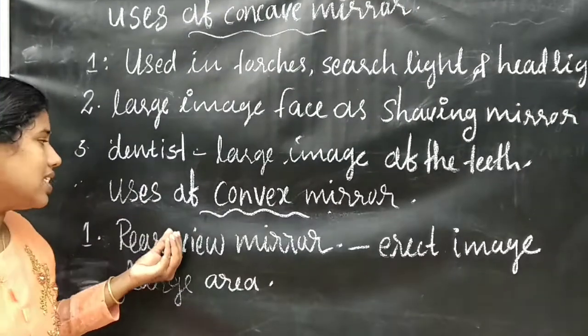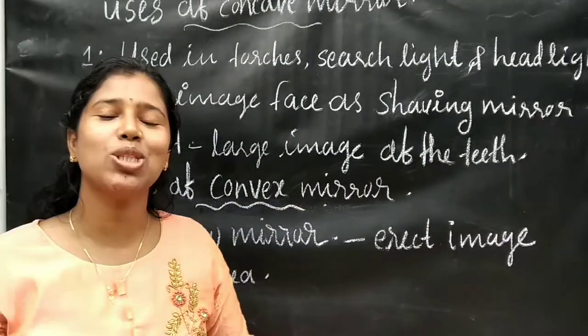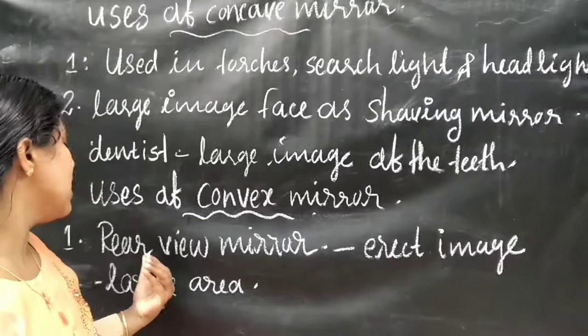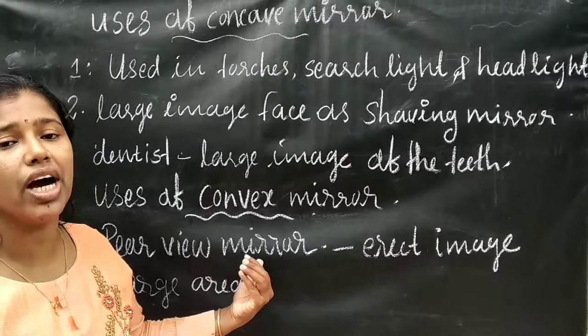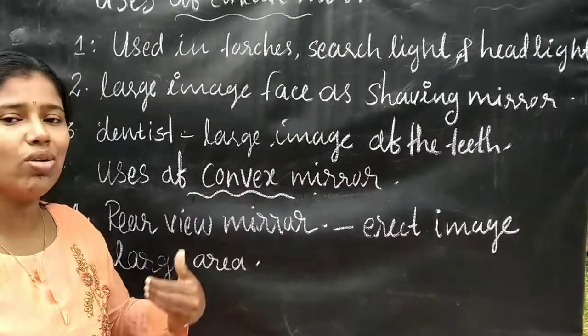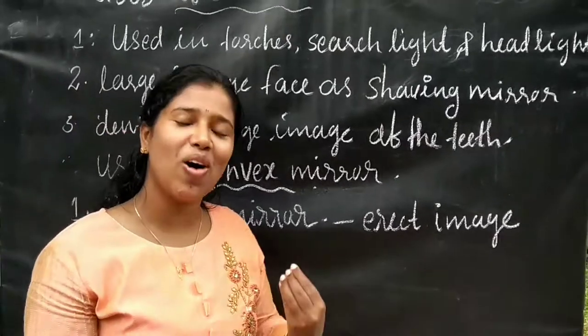Then next is the uses of convex mirror. What are the uses of convex mirror? The first use is the rear view mirror. In vehicles we are using a rear view mirror, that is a convex mirror. What is the advantage? Why are we using this convex mirror?